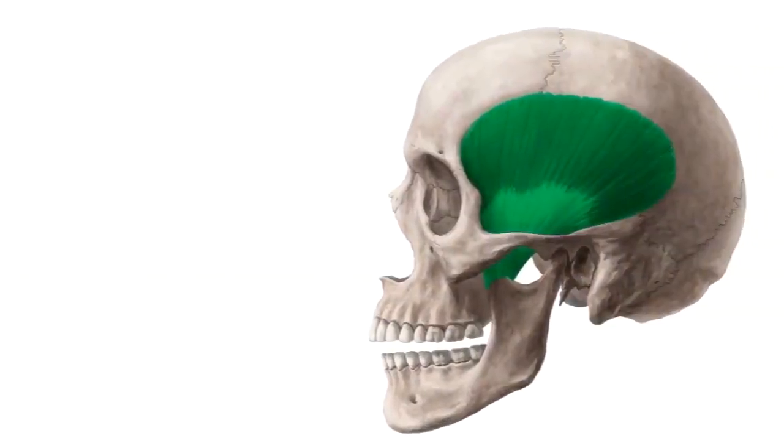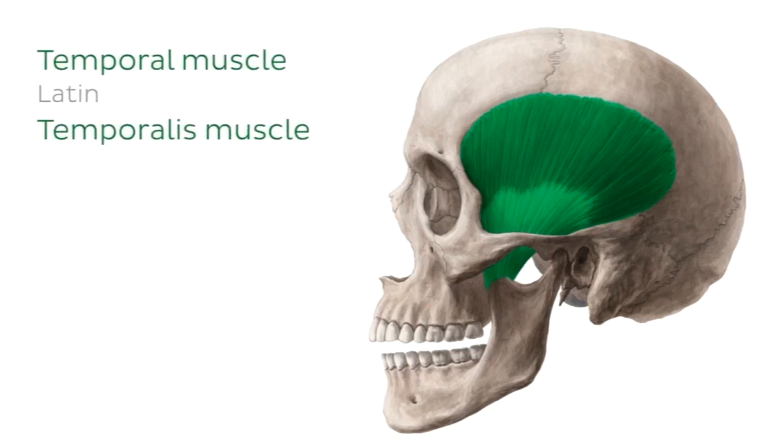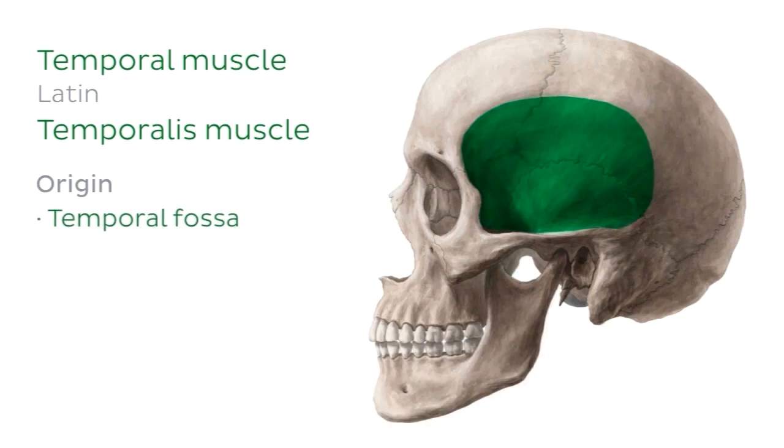The first muscle of mastication that we'll look at is the temporal muscle. This muscle is also known by its Latin name of temporalis. Flat and fan-shaped, the temporal muscle is located on the lateral side of the skull, and you can see its shape on the right. Its origin is located in the temporal fossa, which is a large shallow depression on the lateral aspect of the skull and which you can see highlighted in green on the right.